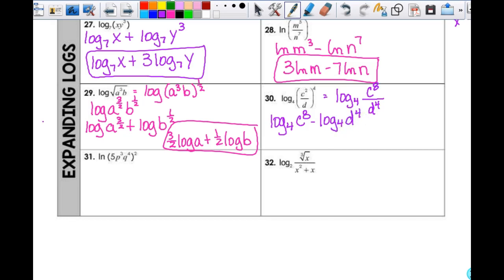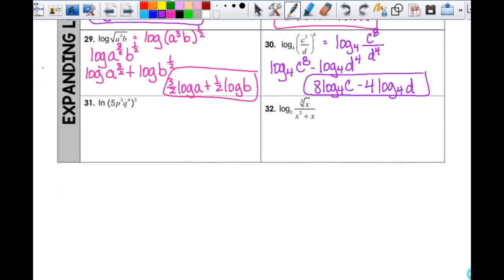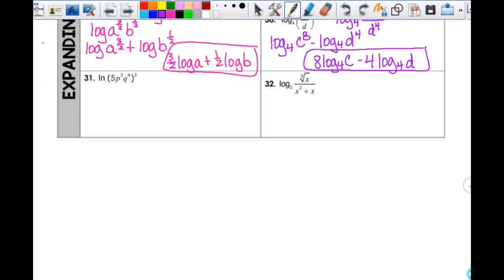And then can I go one more step? Yes. Pull the exponent out, and so I get 8 times the log base 4 of c minus 4 times the log base 4 of d. Okay, everybody good with that? All righty. So let's look at 31.